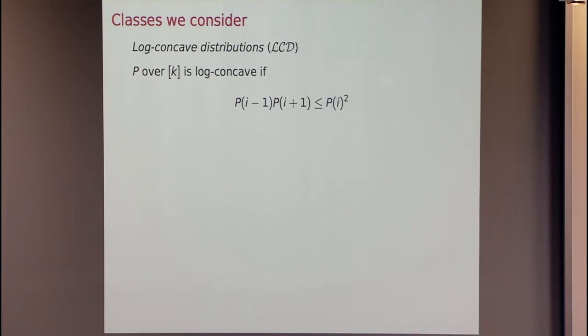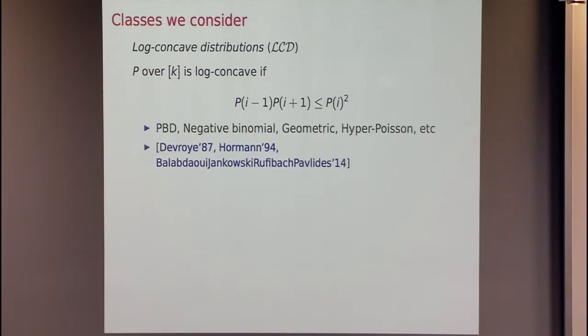And the second class that we'll consider is the class of log concave distributions, which, as the name suggests, if you take the log of the probability values, it's concave. And there are a large class of discrete distributions that are log concave. These are a few examples. Poisson could be added to it. And similarly, a large class of continuous distributions are also log concave, and they appear in the context of rejection sampling.